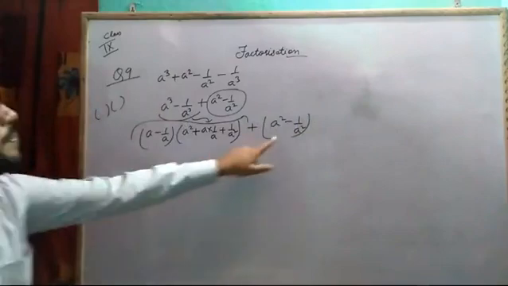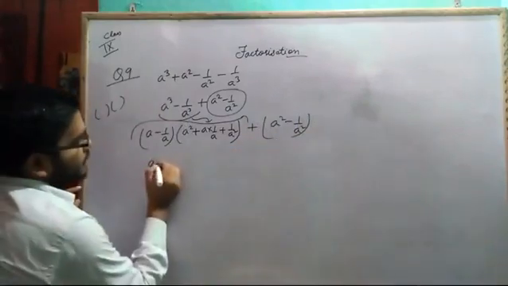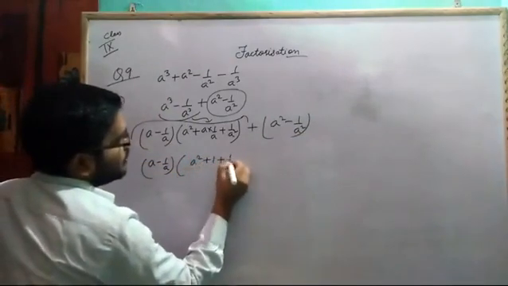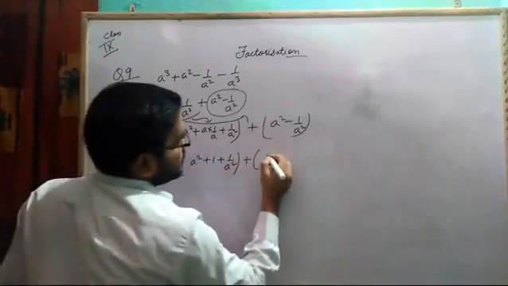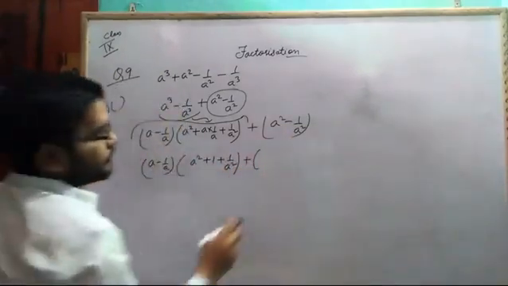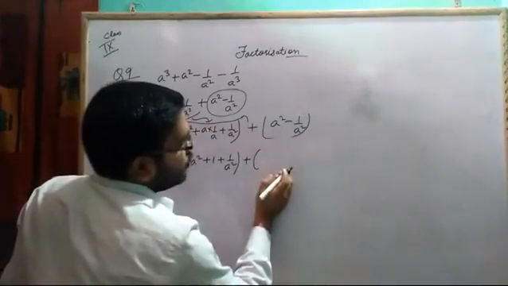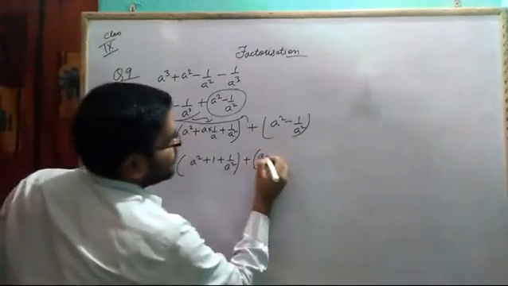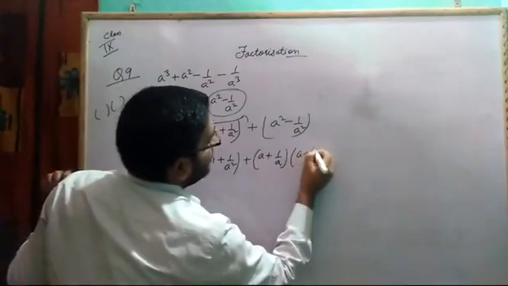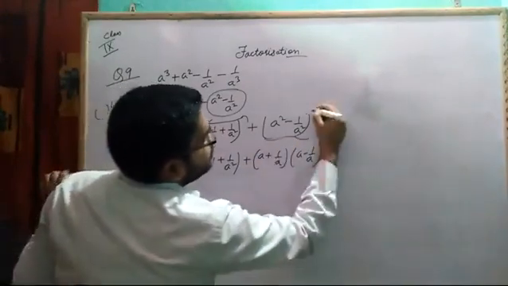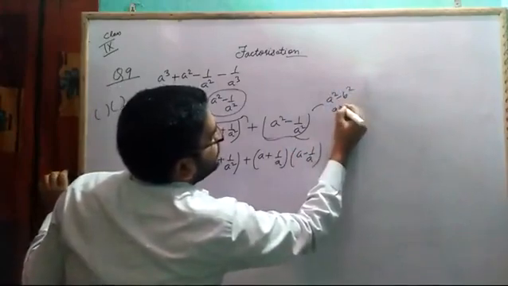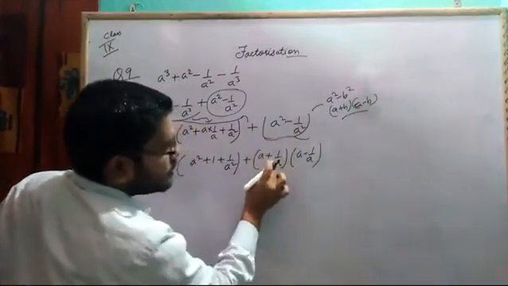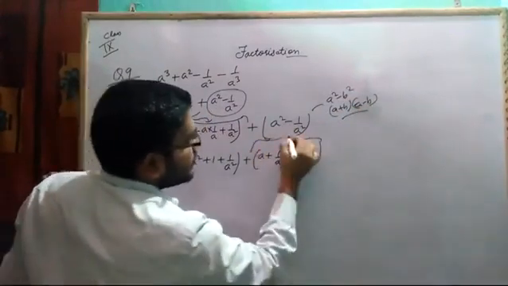Can I do anything here? Let's see. First we will simplify a minus 1 by a. This will be equal to a square plus 1 by a square, and this is a square minus 1 by a square. So for this, what can I write? I think I can write (a plus 1 by a) into (a minus 1 by a). Can I write? Because it is in the form of a square minus b square, so (a plus b) into (a minus b). Correct? A square minus b square form, (a plus 1 by a) into (a minus 1 by a). So for this I wrote this particular term.